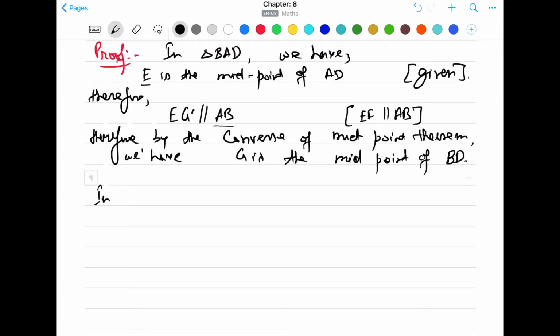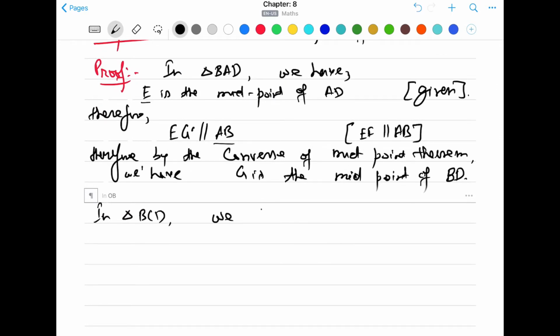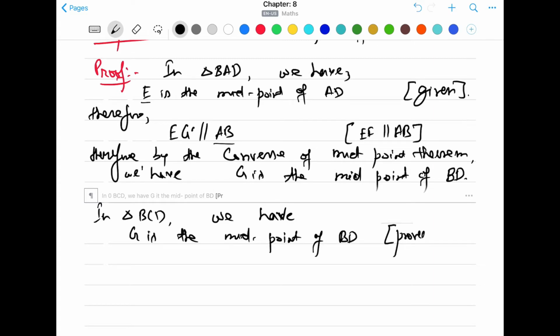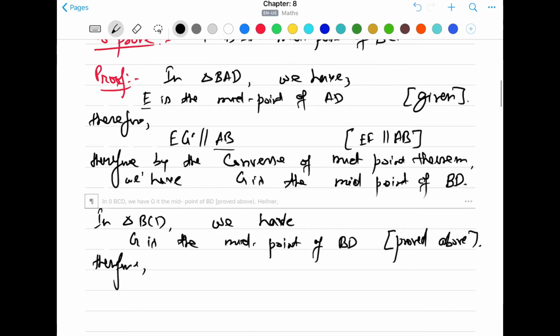Now moving ahead, in the second triangle, triangle BCD, we have that G is the midpoint of BD. This is proved above. Therefore, this line segment GF will be parallel to DC, because DC is already parallel to AB and AB is parallel to EF.